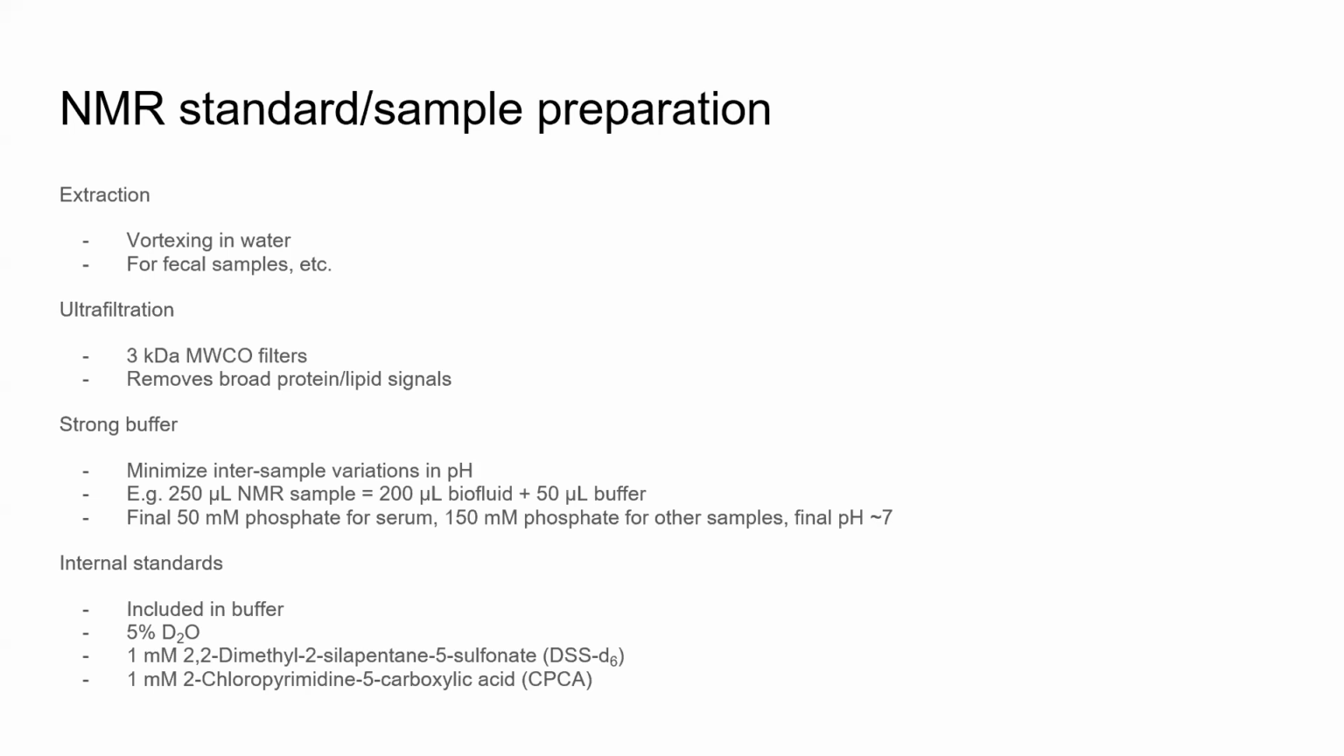We use a phosphate buffer, 50 millimolar phosphate for serum. Serum is already regulated fairly tightly in terms of pH, so we don't need too much buffer. For other types of samples, fecal and urine, we use 150 millimolar phosphate. The buffer also contains other internal standards that we need for NMR. It includes 5% D2O, a compound called DSS-d6, and another compound called CPCA.